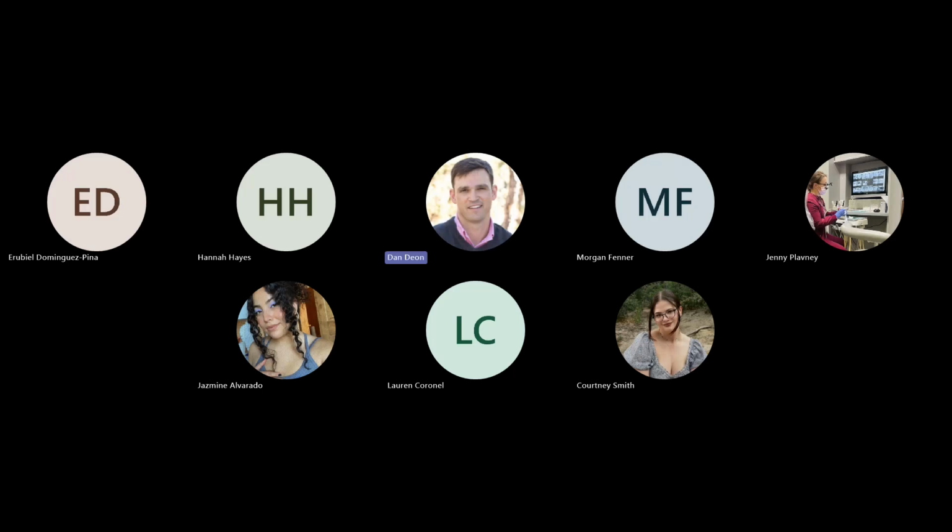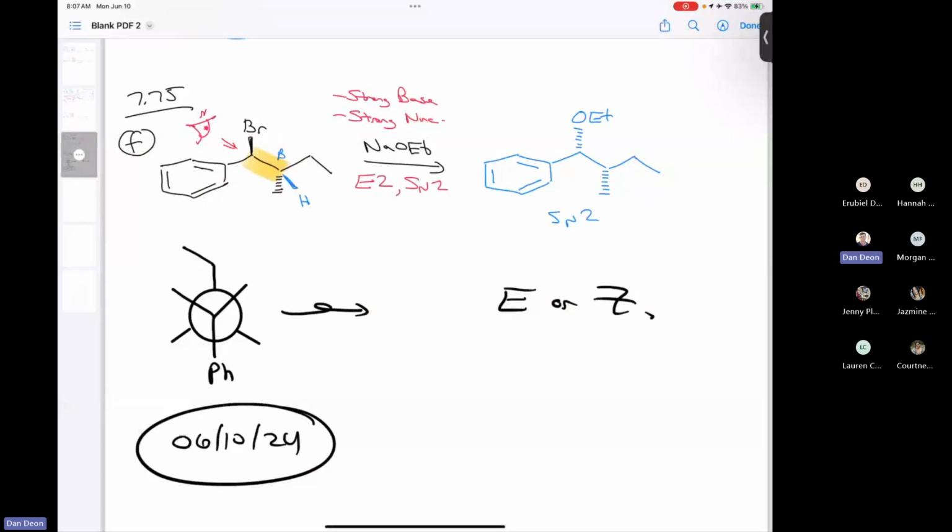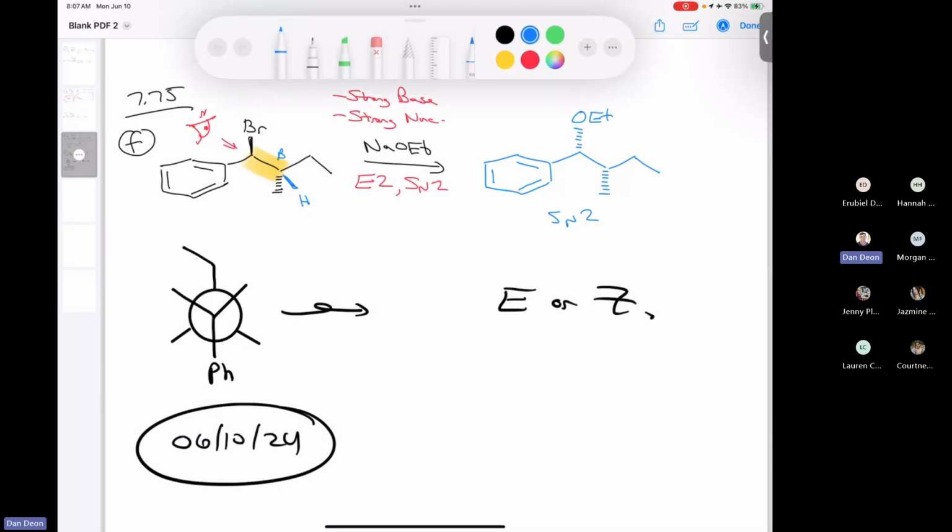Okay, Chemistry 3101. Where we left off last class, last Thursday, was looking at question 7.75. It says we're taking this substrate, this alkyl halide right here, just to review. And we said we're treating it with sodium methoxide. Well, sodium methoxide is a strong base and a strong nucleophile. And so we're asked to provide all the products, and then we're going to identify the major product.